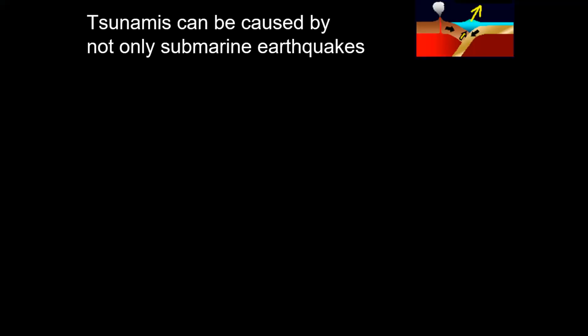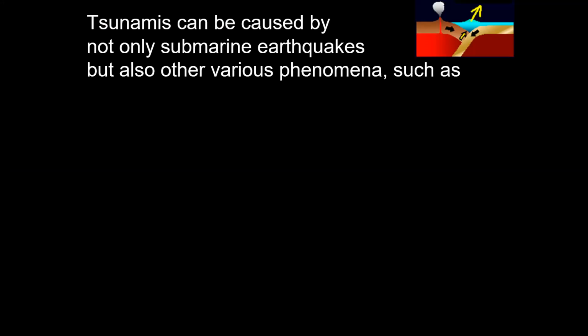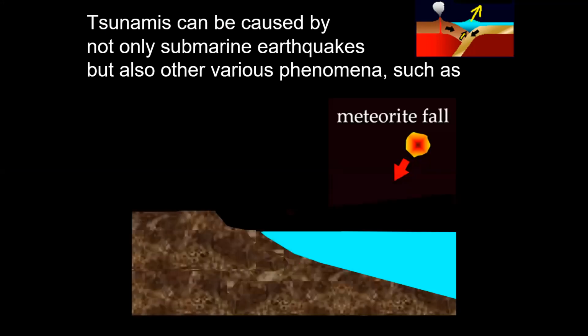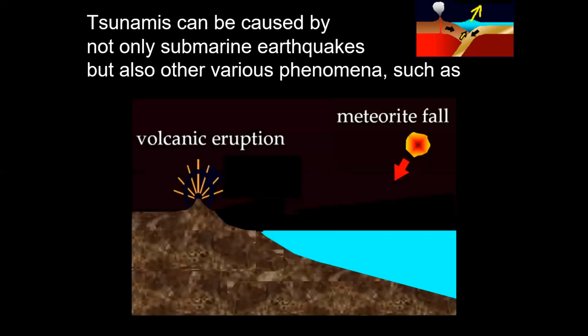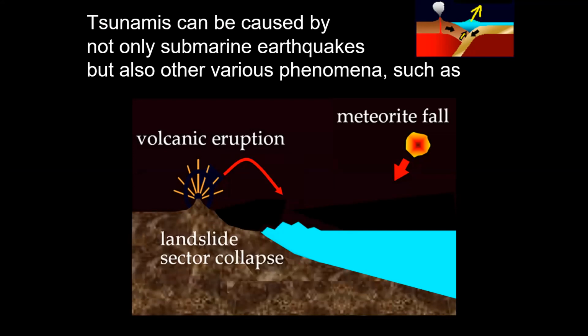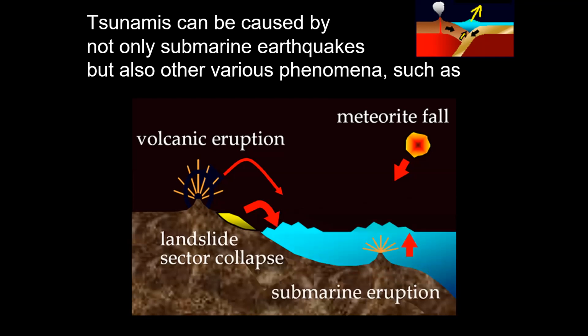Tsunamis can be caused by not only submarine earthquakes, but also other various phenomena such as meteorite fall, volcanic eruption, landslide or sector collapse, submarine eruption, etc. Today, we focus on tsunamis due to a landslide or sector collapse.